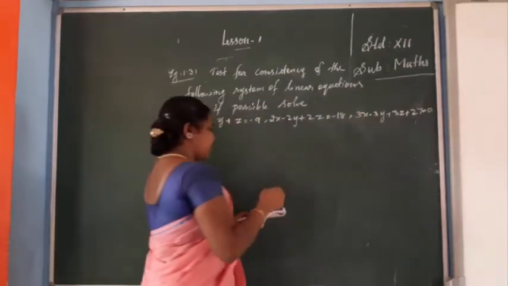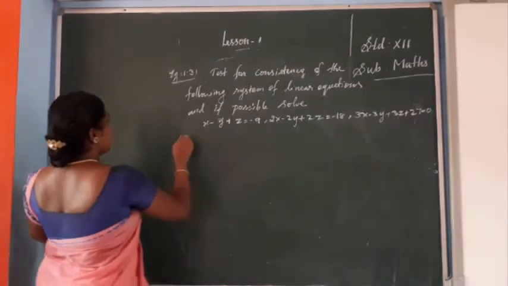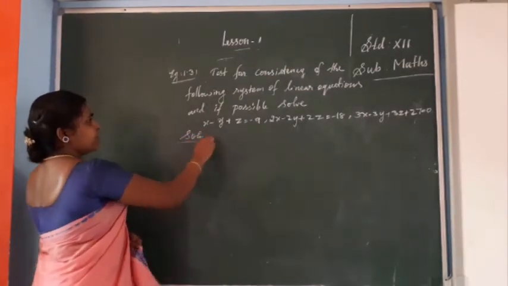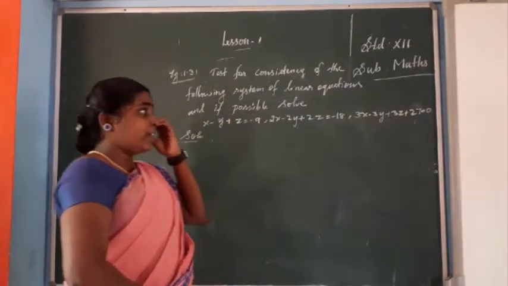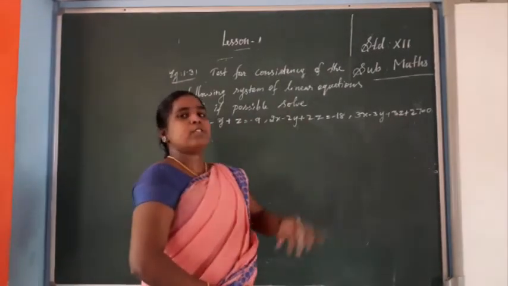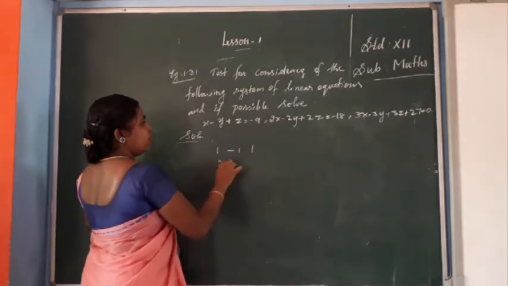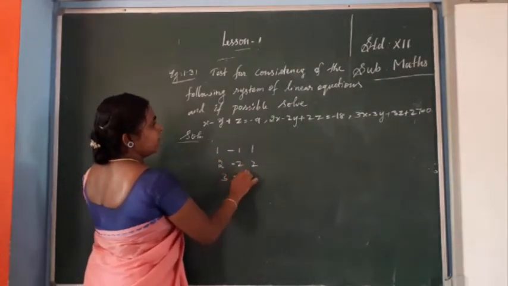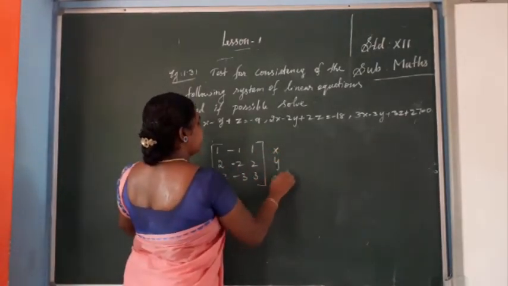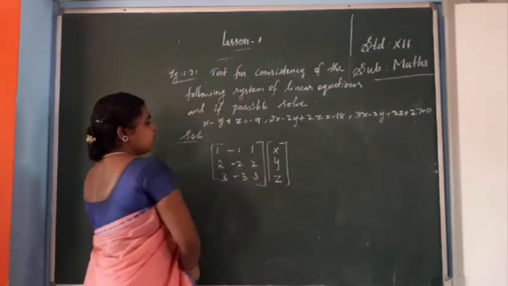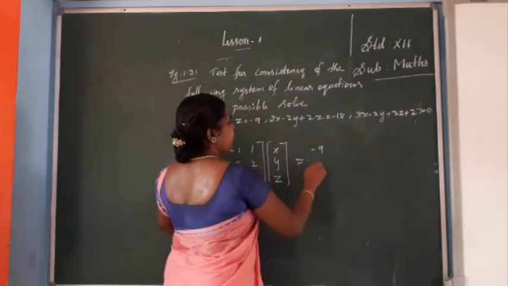Okay, these are three equations, so you have to solve. Here first you see the equation. If the constant is on the left hand side, you have to take it to the right hand side, so instead of plus you have to take minus. So I am writing 1 minus 1 1, next 2 minus 2 2, then 3 minus 3 3. This is the next unknown, x y z. This is AX equal to B. B value is minus 9, minus 18.